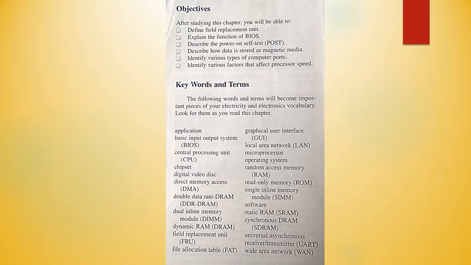The objectives of this chapter are to define the field replacement units, explain the function of BIOS, describe the power-on self-test or POST, describe how data is stored as magnetic data or magnetic media, identify various types of computer ports, and finally identify various factors that affect processor speed.